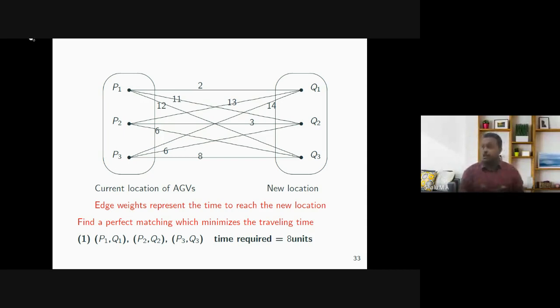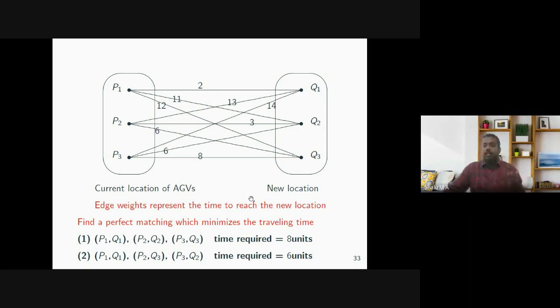For example, if you assign P1 to Q1, P2 to Q2, P3 to Q3, then the first assignment takes 2, the second assignment 3 minutes, and the last assignment 8 minutes. So to complete all the assignments in parallel, because you can do the things in parallel, you need 8 minutes. But the total time, if you look at it, is going to be 13. But you can look at another option. P1 to Q1 as it is, P2 to Q3, and P3 to Q2. So P2 to Q3 is 6 minutes, and P3 to Q2 again 6 minutes.